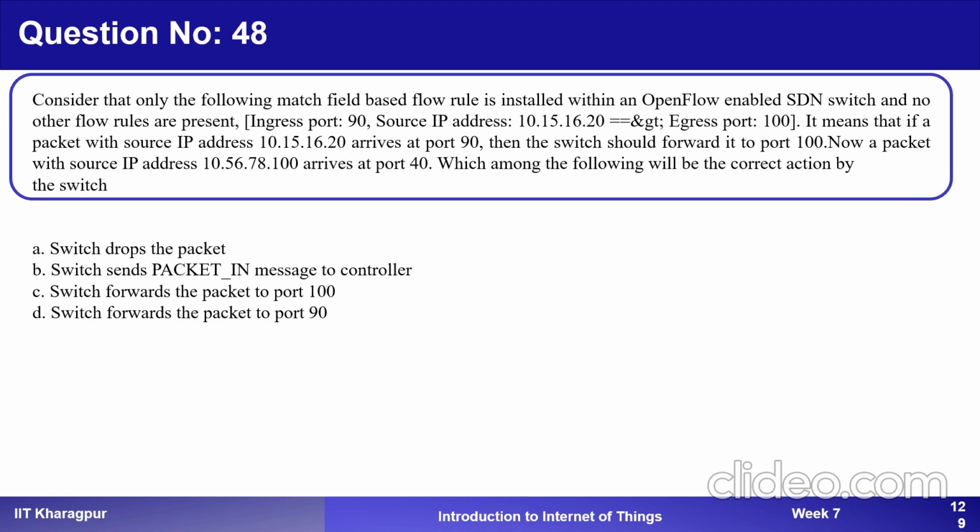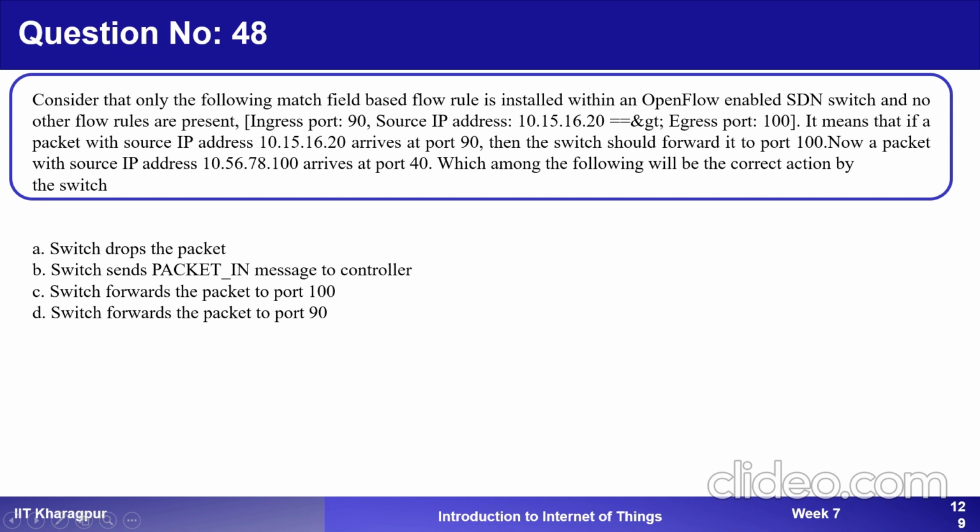Next question is, consider that only the following match field based flow rule is installed within an OpenFlow enabled SDN switch and no other flow rules are present. Ingress port is 90, source IP is given, egress port is given as 100. Means that if a packet with source IP address 10.15.16.20 arrives at port number 90, then the switch should forward it to port number 100.